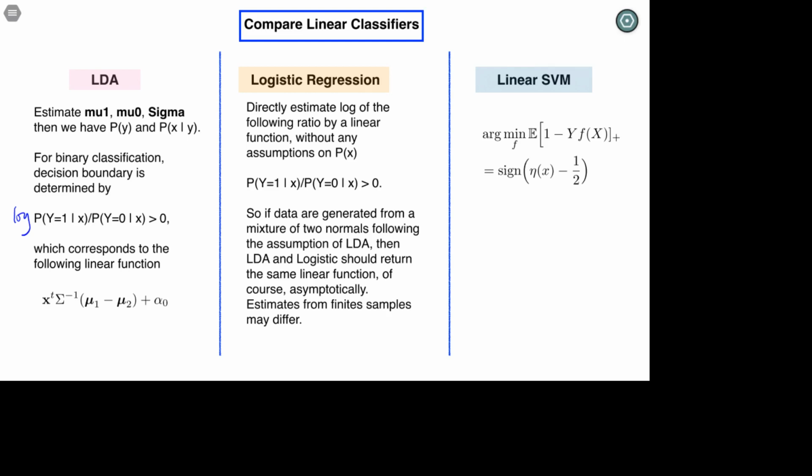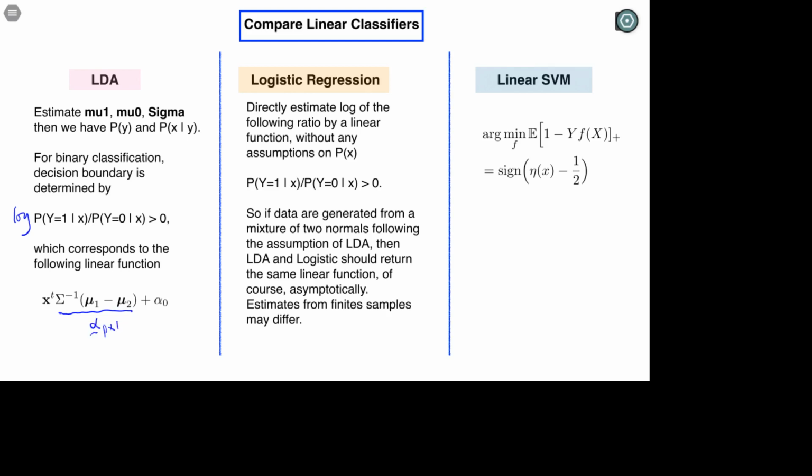X transpose sigma inverse times the difference of the two groups, plus some kind of an intercept. Agree? So sigma is the shared covariance matrix, mu1, mu2. So the sigma, mu1, mu2, we can estimate them from the data. So the decision boundary is a linear function. And if I pile those things together, which basically is our slope beta, okay? Or maybe I call that alpha, just to match with the intercept denoted by alpha 0. So this is p-dimensional, okay?